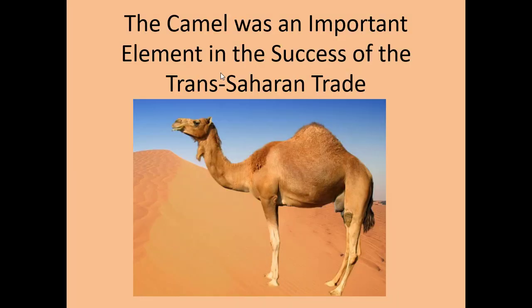Well, the first thing's the camel. So they tried with horses, they tried with oxen. Horses and oxen died. They couldn't do it. They can't store enough water. But the camel is a unique animal. So what's so important about a camel? Well, camels can withstand changes in body temperature and water consumption that would kill most other animals.